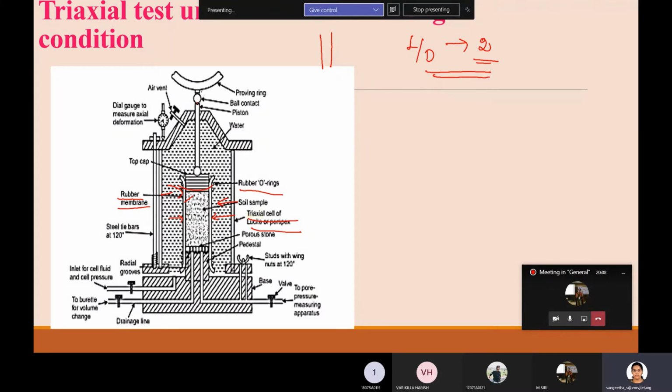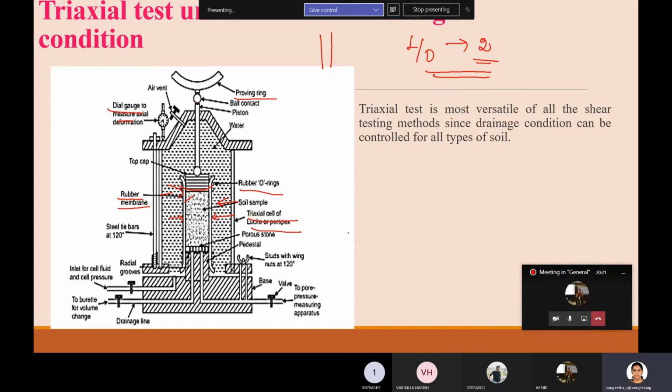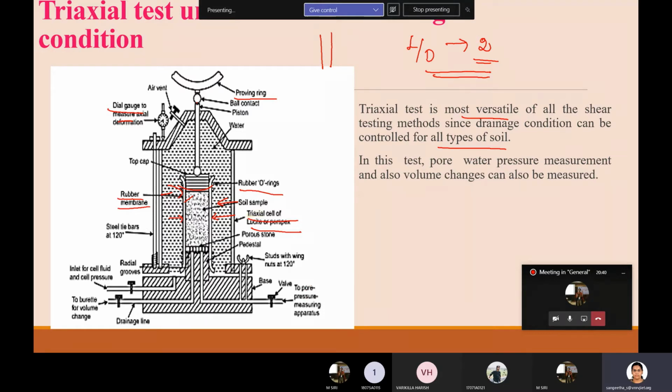Whenever you apply load, you need to measure how much amount of load is being applied. So for measuring the load, we use a proving ring, and for measuring deformation, a dial gauge is used. Whatever I explained is given here in words. It's a most versatile test so that it can be applied for all types of soil. Here you can measure pore water pressure because these inlet pipes and outlet pipes are connected to the pressure gauges. Through those pressure gauges you can compute the pore water pressure and also how much deviator stress is being applied.